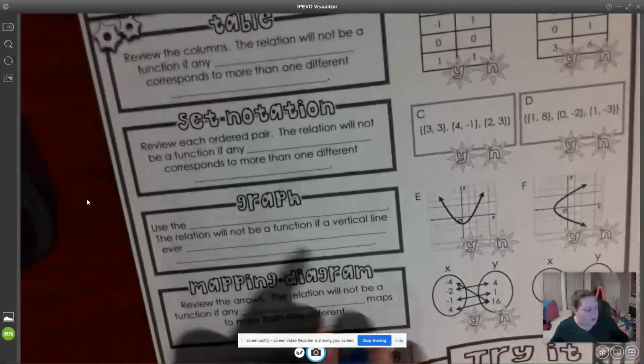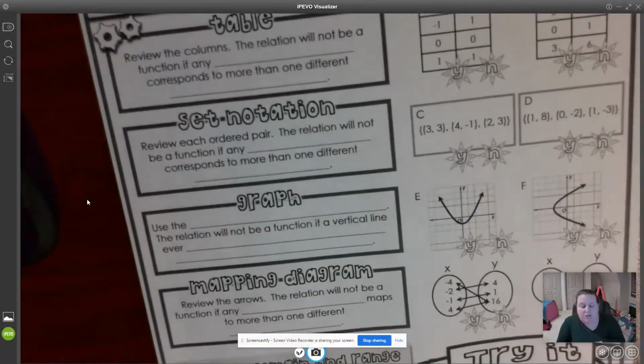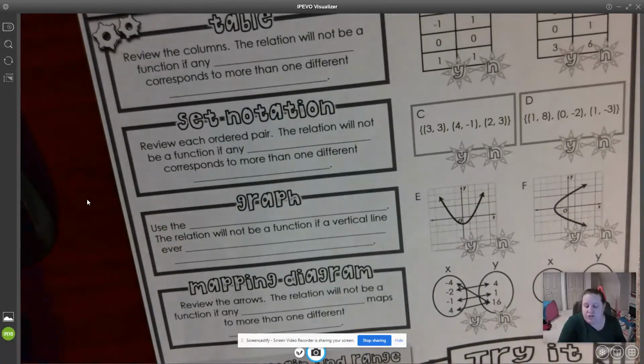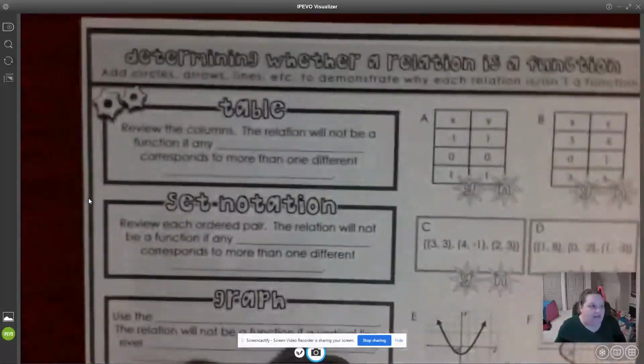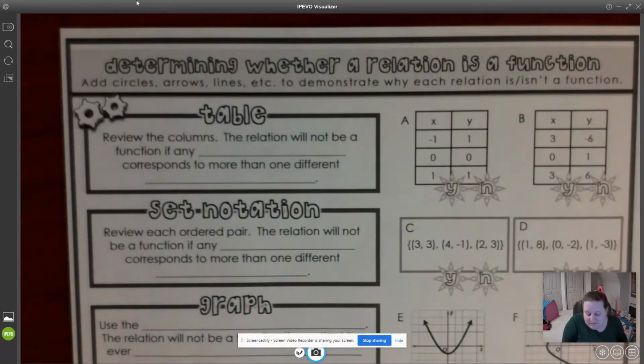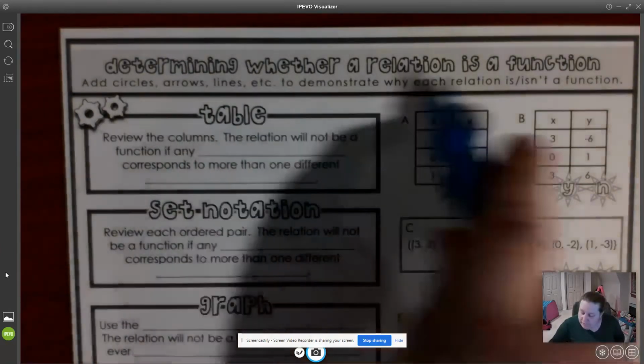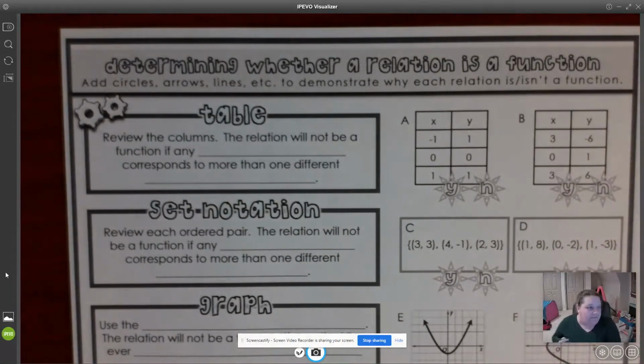Okay. Now, yesterday we talked about relations, and as mentioned earlier in this unit, a function is a relation. It is a specific type of relation, so they can be represented in the same ways as a relation can. So starting with a table, we're going to look at determining whether a relation is a function, okay?